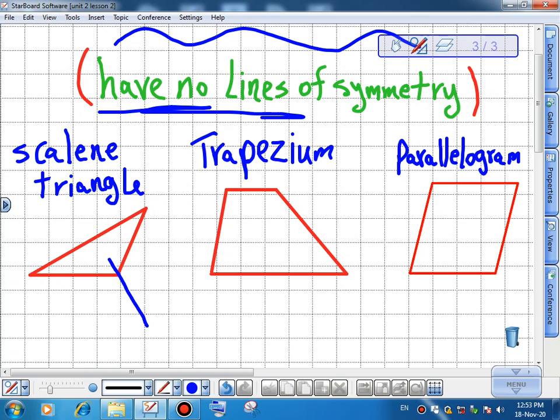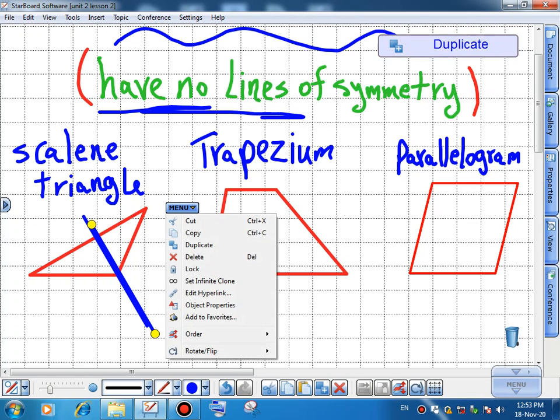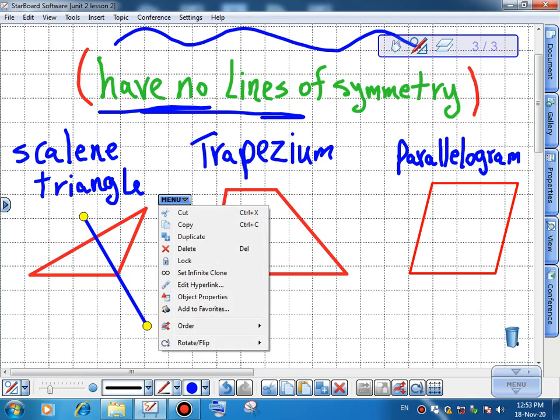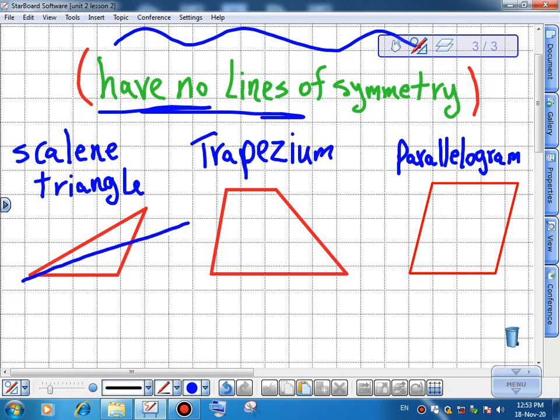Do another one. We make this. If I do this, this line is not a line of symmetry. Why? Because the first part, the upper part here, is not like the lower part. This part is not like the upper part. So the scalene triangle, any scalene triangle, has no lines of symmetry.